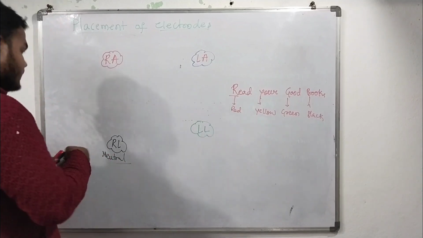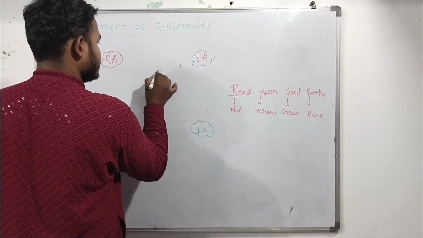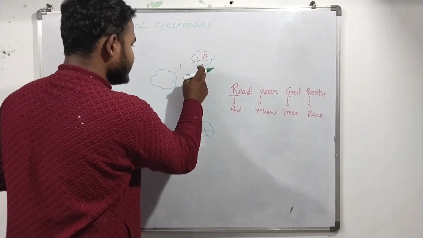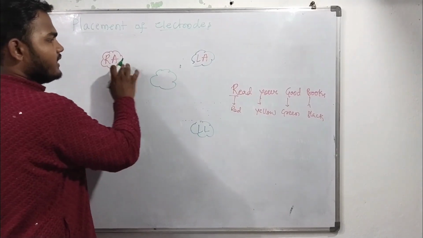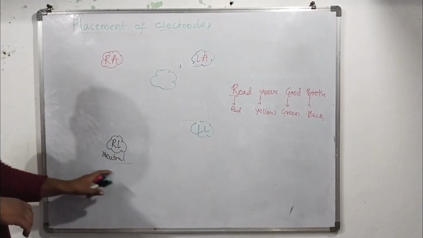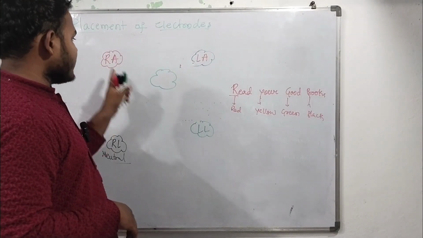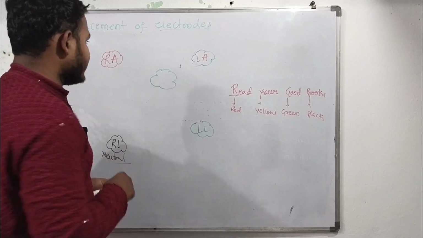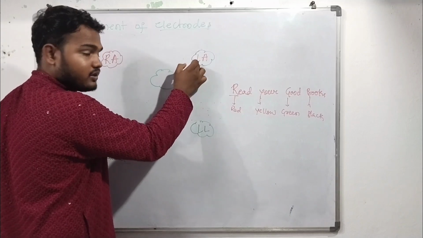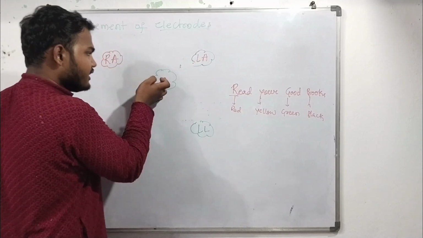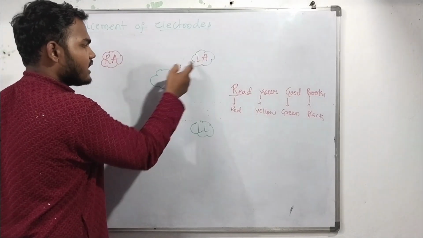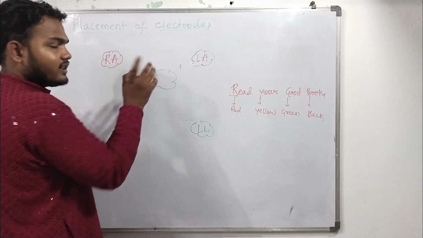First, the heart is present here, somewhat in the middle. If you join these points with imaginary lines, it looks like an equilateral triangle. We are not considering this electrode. You see these 3 points, it looks like an equilateral triangle. The electrical activity from the heart to the right arm, the left arm and the left leg is equal. It means the distance from the right arm to the heart, the left arm to the heart and the left leg to the heart is equal.